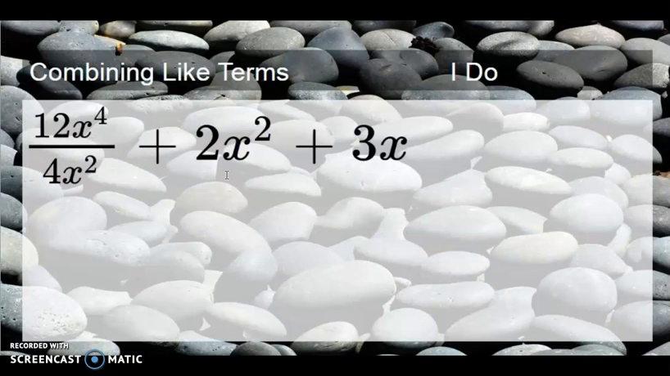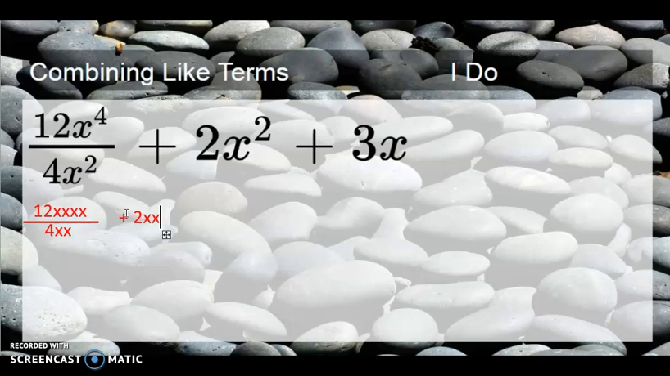For our last example in these notes, we have 12x to the fourth power over 4x to the second power plus 2 times x squared plus 3 times x. So, we don't have any parentheses here, but we do have exponents. So we can simplify these. Let's go ahead and expand them out first. 4xx. So notice there are 4 x's at the top and 2 x's at the bottom of the denominator.